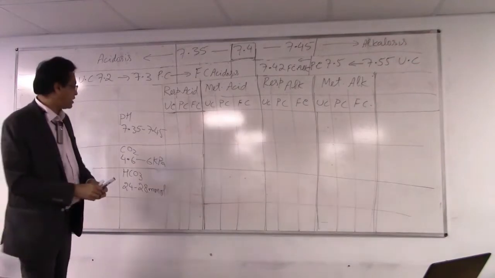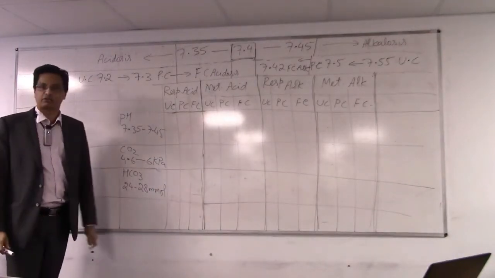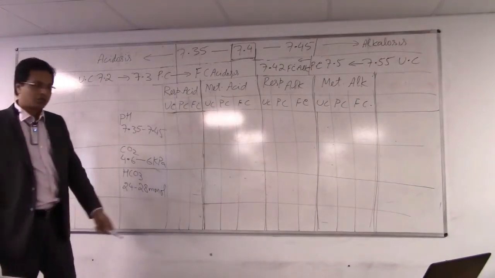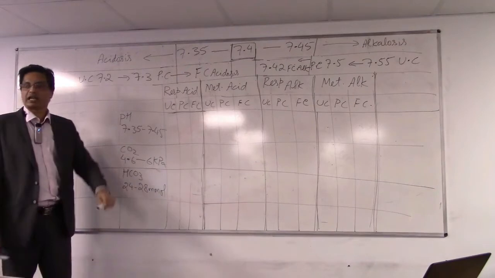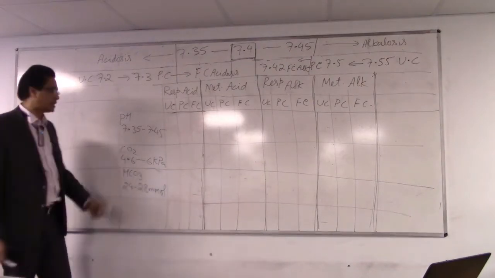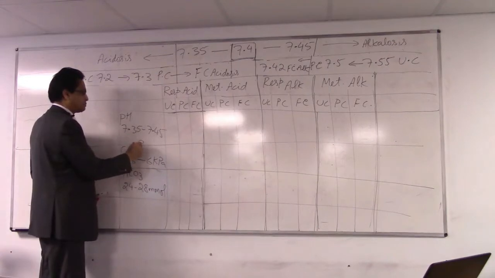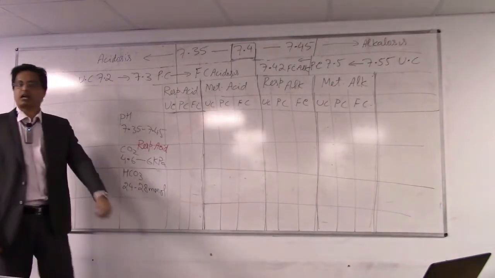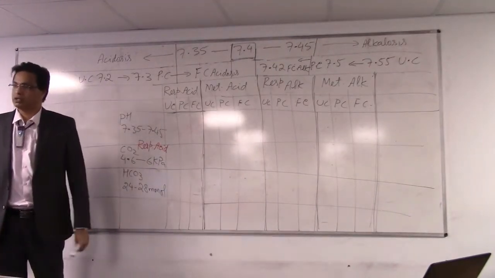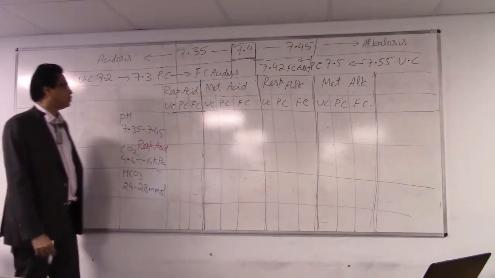And remember, carbon dioxide within the body is an acid, which is carbonic acid. So carbon dioxide is regulated through the lungs, so it's called a respiratory acid. That means if the carbon dioxide rises in the body, what do you call it? Respiratory acidosis.